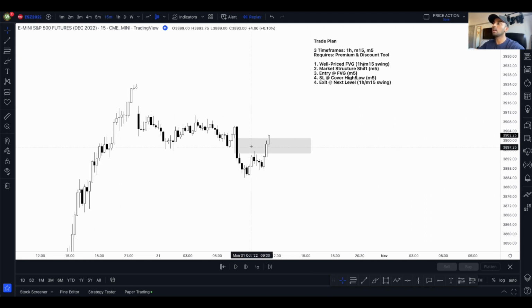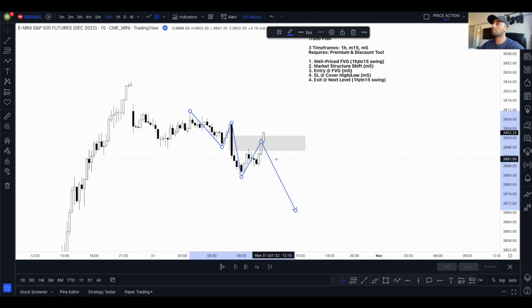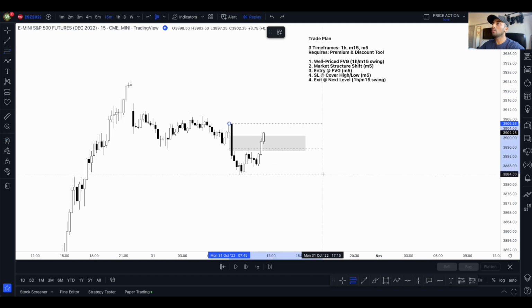So you guys can see we've come down. We're looking for a well-priced fair value gap. Now, what do I mean by that? I mean, if we get our premium and discount tool out, but first we have to look at the swing. So guys, we can see we've come down, come up, we've come down, and now we expect price to come up before we come down again, okay? And we expect price, like I said earlier, to come up into the premium.